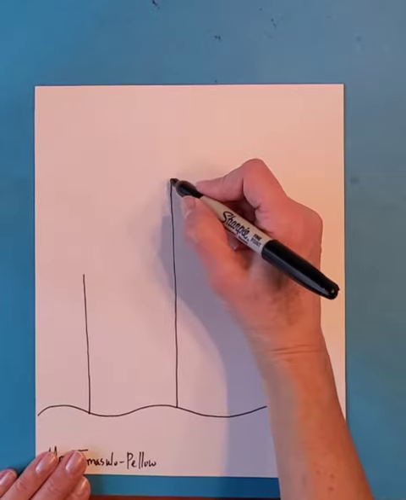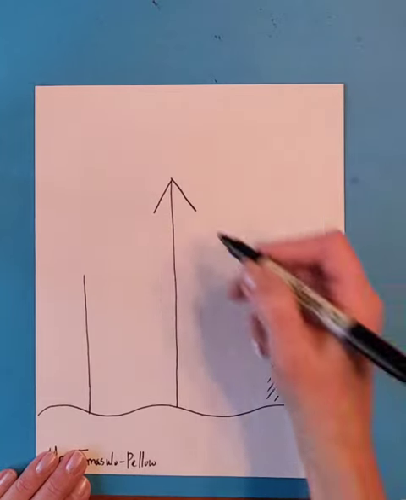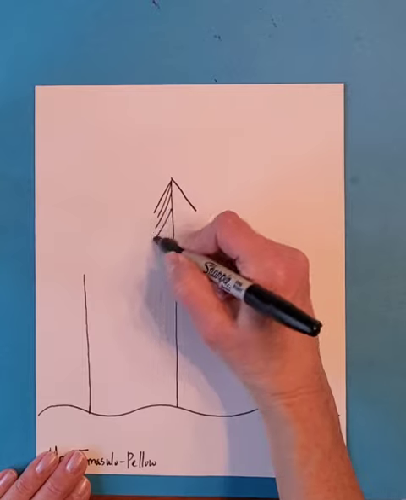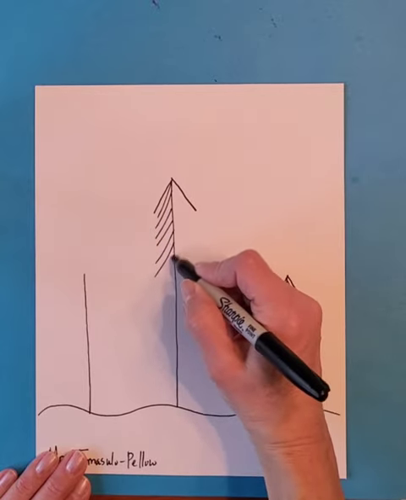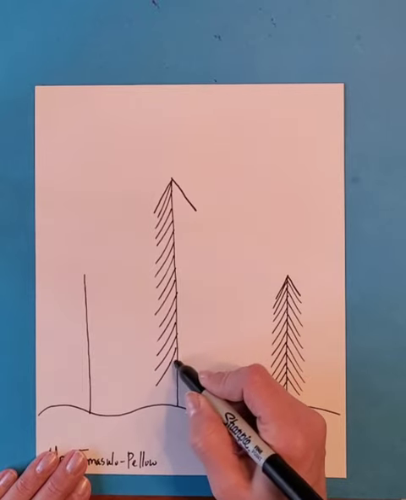Okay, you're going to do that for each tree. Arrow at the top, and then diagonal lines all the way down.